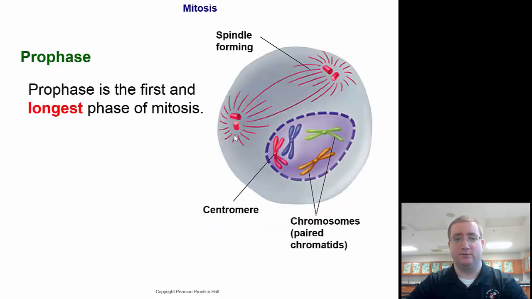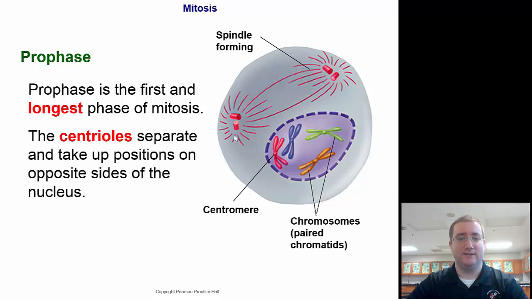The first phase is prophase. Prophase is the actual longest phase of mitosis, which unfortunately means it has the most events occurring during it. So one of the first things that happens is that these centrioles, which we talked about back when we did the cell organelles, we just said that they were used for cell division. Well, now we're actually talking about cell division. So the centrioles during prophase are together originally, but during prophase they separate and move to opposite sides of the nucleus. And as you can see, what they're also doing is they're creating these spindle fibers.